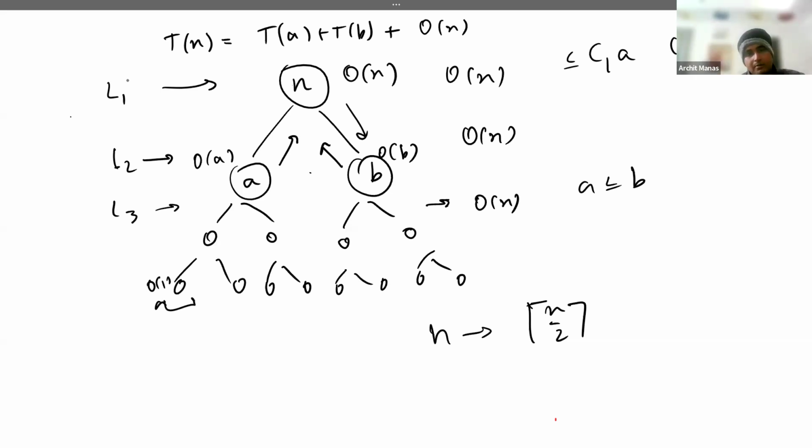And therefore, the total complexity of this algorithm, merge sort, becomes O of n for each level, summed over log n levels, and that would be n log n. So order n log n.